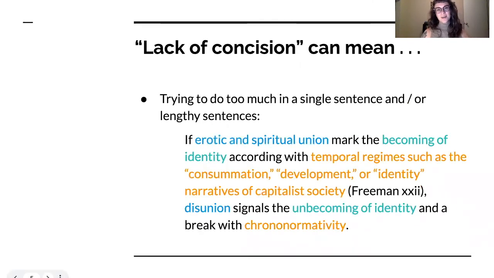A lack of concision can also mean trying to do too much in a single sentence and/or lengthy sentences. So in this example: if erotic and spiritual union mark the becoming of identity, according with temporal regimes such as the consummation, development, or identity narratives of capitalist society, disunion signals the unbecoming of identity and a break with chrononormativity. I've highlighted different groups of concepts that are at work in this sentence, and there's a lot of them. And not only is there a lot of them, but they're complicated theoretical concepts.